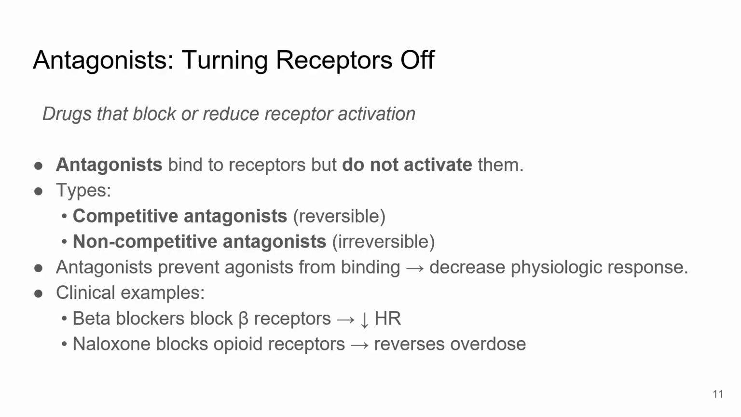So this is very important physiologically. The overall effect of antagonists is that they prevent agonists from binding, which leads to a decrease in the normal physiologic response. And this is how many of our common drugs work.